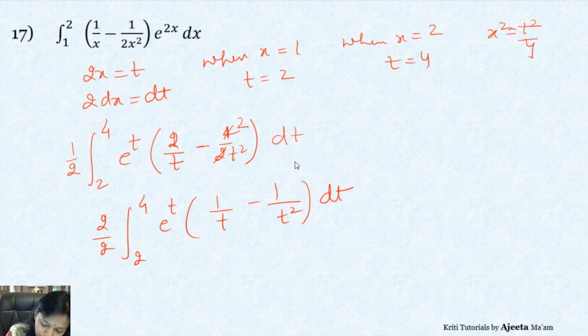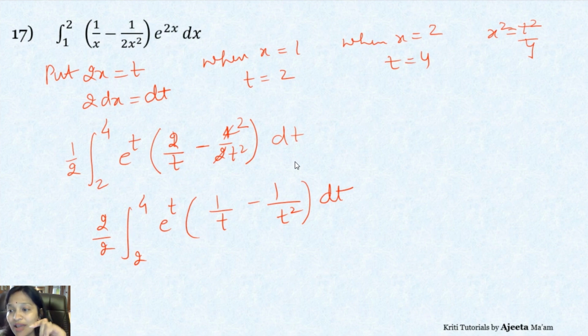Now this is a simple function. Just check: exponential t, 1 upon t minus 1 upon t square. How did we do all this? I repeat again everything. We substituted 2x as t. So 2 dx is dt, so 1 upon 2 dt will be dx. Now when x is 1, t will be 2. When x is 2, t will be 4.